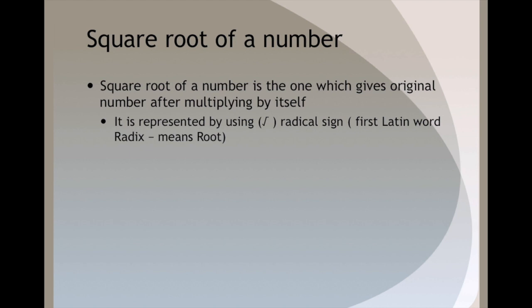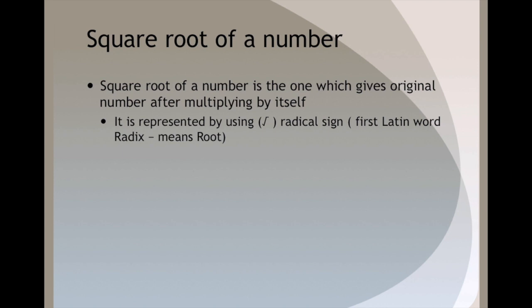So far we have discussed the square of a number. Now let us discuss how to find the square root of a number. Square root is the reverse of a square. A number is given, and we have to find the square root of that number. The square root of a number is a number which gives the original number after multiplying by itself.